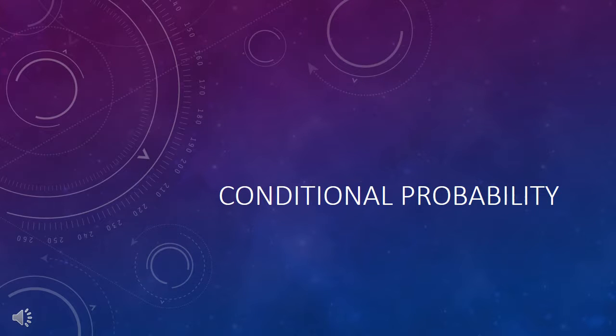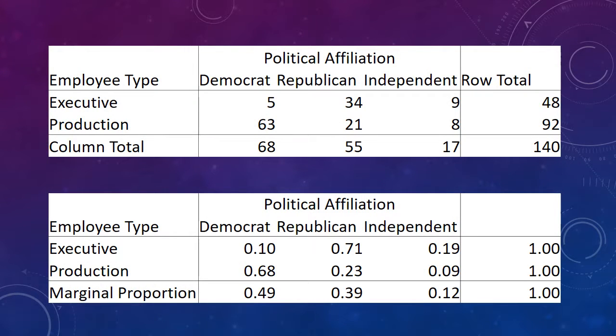Previously, we used contingency tables to look for associations between discrete variables. We said that if there was an association between two variables, knowing information about one variable, such as the child's age, makes certain values of the other variable more likely, like the child's height. As an example, we looked at political affiliation by employee type.